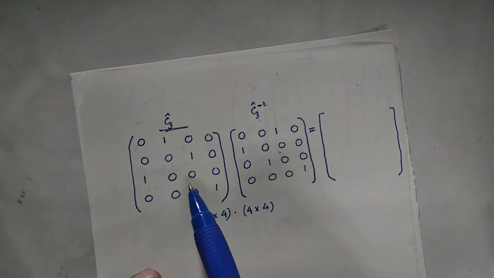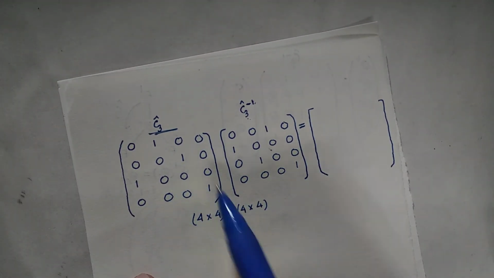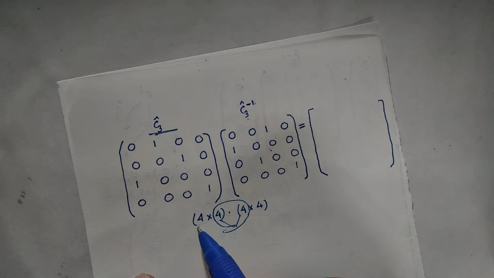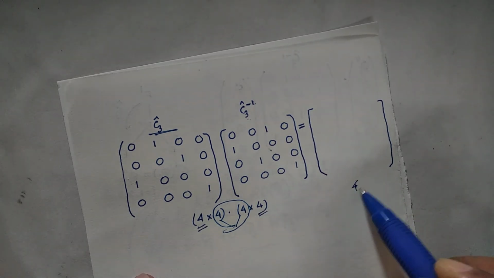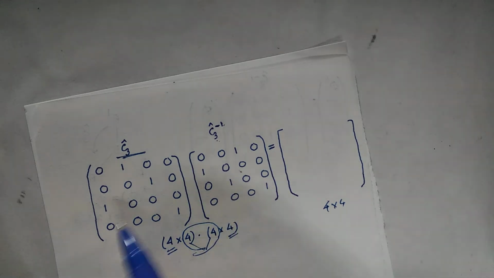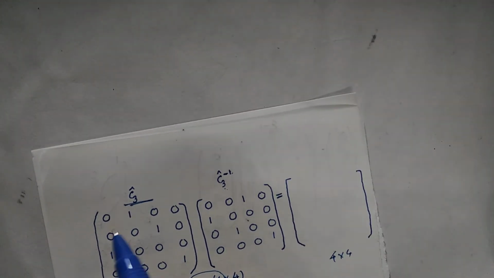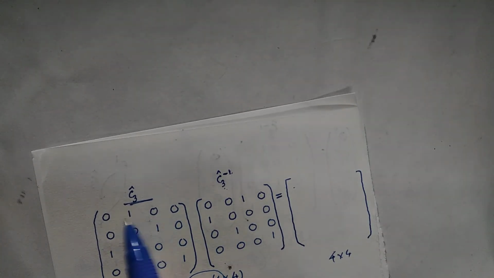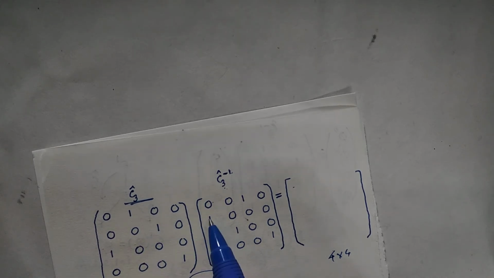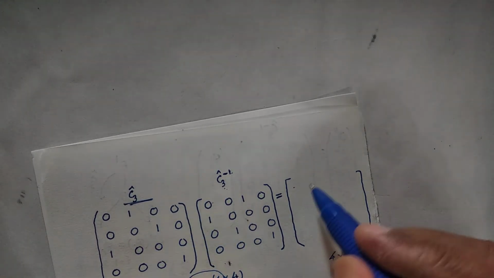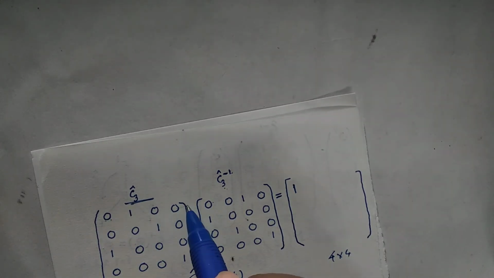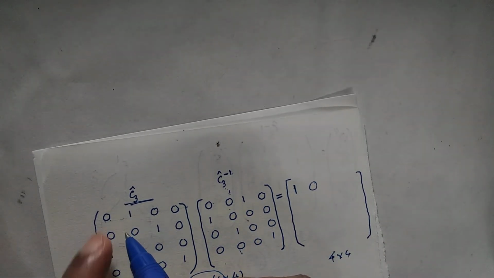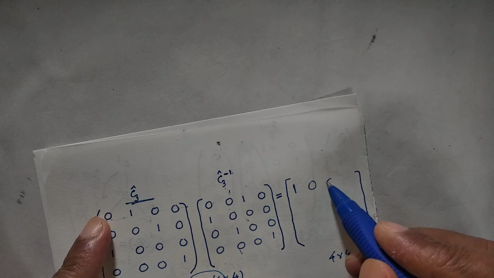First, test the compatibility for multiplication. This is a 4 by 4 matrix, and this one is also 4 by 4. So these two numbers are equal, and after multiplication we will get a 4 by 4 matrix here. So these two matrices are compatible for multiplication. Now multiply this row by this column, you will get a number here. 0 into 0 plus 1 into 1 plus 0 into 0 plus 0. So you get 1 here. This row multiplied by the second column will give you 0. This row multiplied by the third column will give you 0 again.